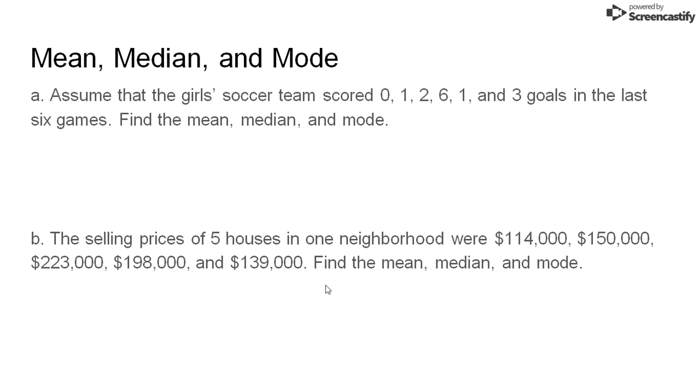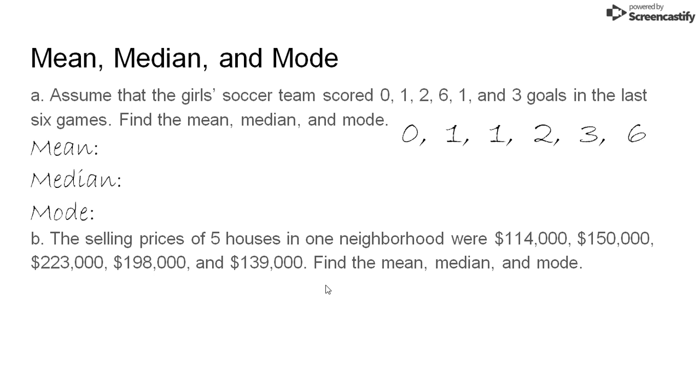So when we go to do example A, it says that assume the girls' soccer team scored 0, 1, 2, 6, 1, and 3 goals in the last 6 games. We need to find the mean, median, and mode. So again, your first step, make sure that all of those numbers are in order from least to greatest. Okay, we're ready to find the mean, median, and mode.